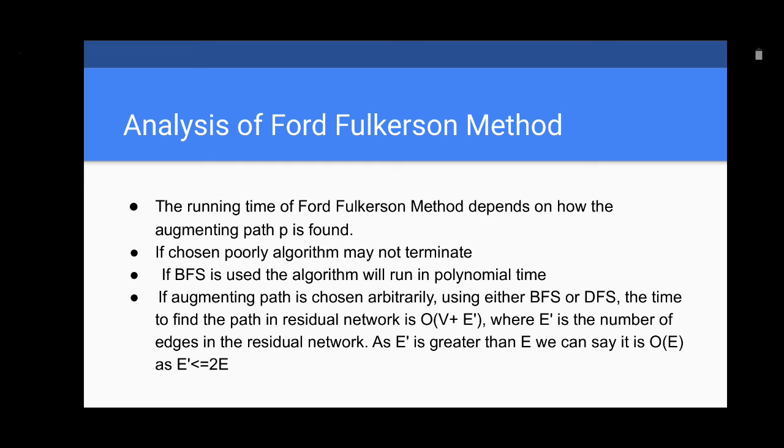If the augmenting path is chosen arbitrarily using either BFS or DFS, the time to find a path in a residual network is big O of V plus E dash, where E dash is the number of edges in the residual network. As E dash is less than or equal to 2 times E, we can say that it is big O of E.